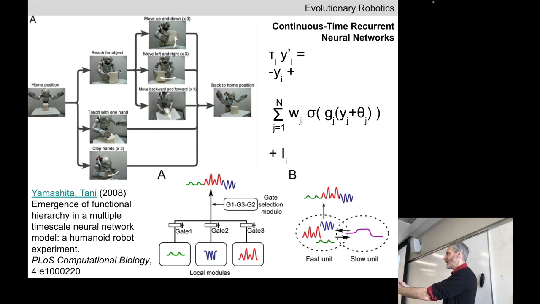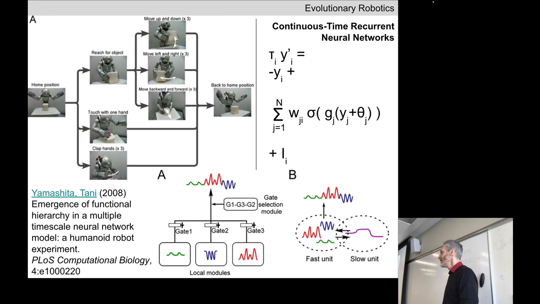That's a motor primitive, being able to do that reliably, or touch with one hand, clap hands. Here are three different motor primitives that it can execute once it's got its hands on the block. It can rotate the block up and down three times, or left and right three times, or forward and back three times. What you're going to see in this experiment is the experimenters are going to teach it all of these motor primitives and then ask it to compose those motor primitives in unique combinations.